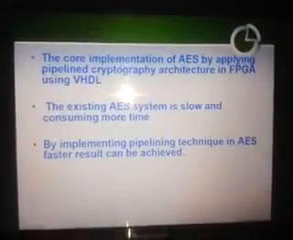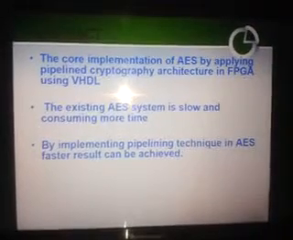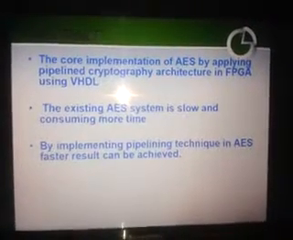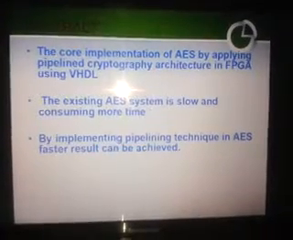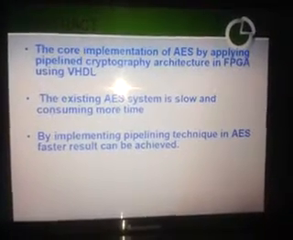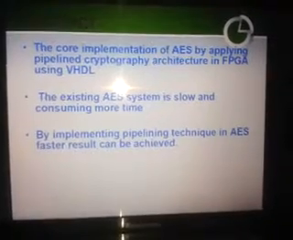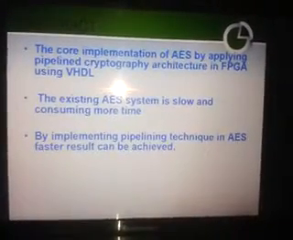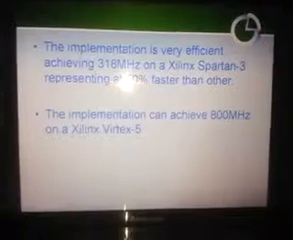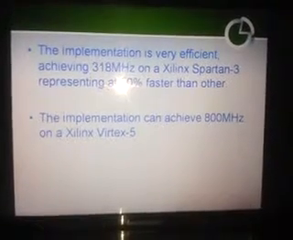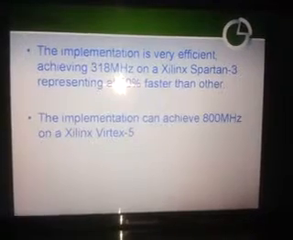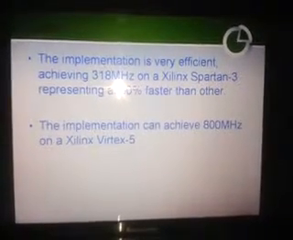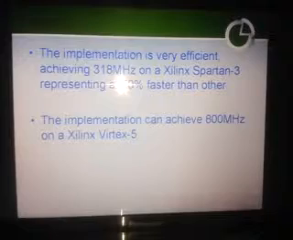Our abstract is the core implementation of AES by applying pipeline cryptography architecture in FPGA using VHDL. The existing AES system is slow and consumes much more time. By implementing the pipelining technique in AES, a faster result can be achieved. The implementation is very efficient, achieving 318 MHz on a Xilinx Spartan 3, which is 50% faster than others. It can achieve 800 MHz on a Xilinx Virtex 5.